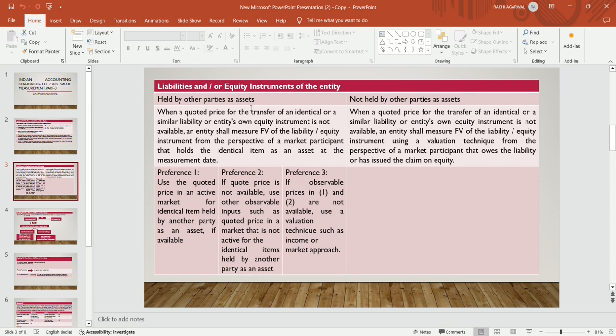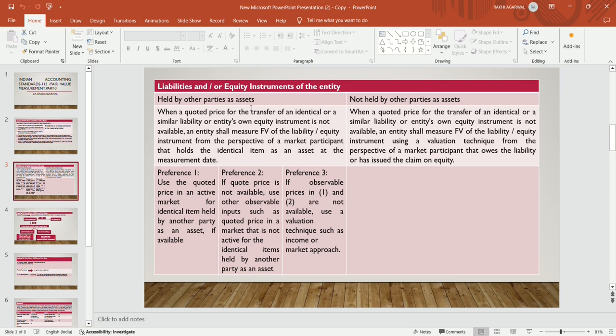So you don't know to whom you have to pay the restoration cost. When a quoted price for the transfer of an identical or similar liability or equity instrument is not available, it means in your books there is a provision for decommissioning and restoration, but there is no party to whom it is an asset, because the party is not present. The party will arise in the future. So at that time, how will you evaluate that liability?